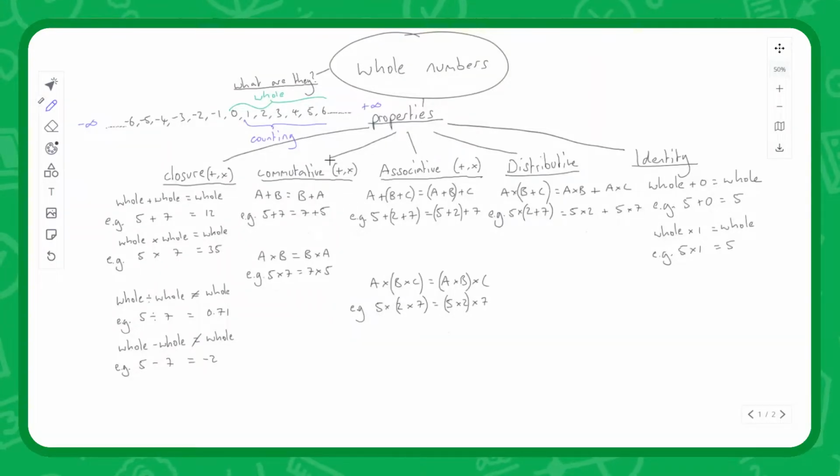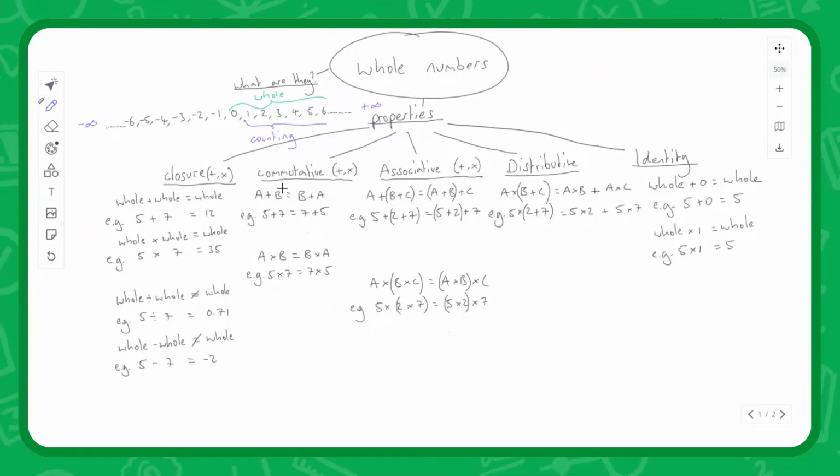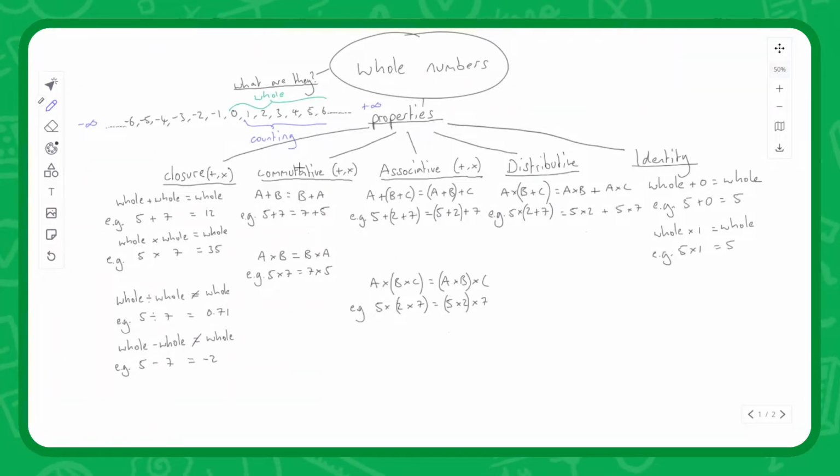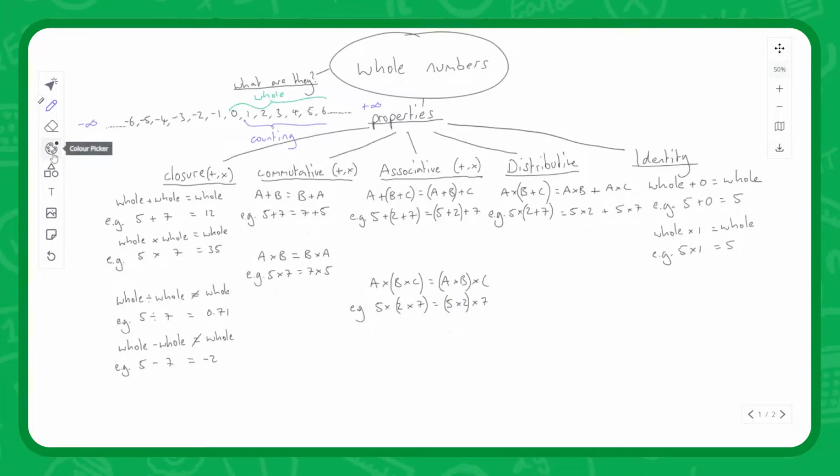Right, let's look at the second property, commutative. If we say that whole numbers are commutative, all we're saying is that a plus b is the exact same as b plus a. For example, 5 plus 7 gives us 12. Likewise, if we do 7 plus 5, again, we get 12. So that's what that rule is saying.